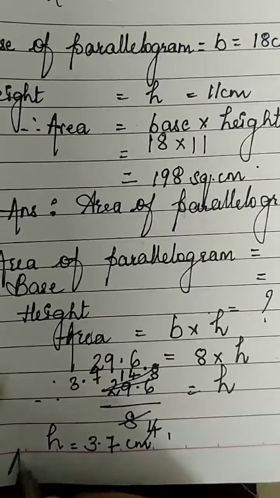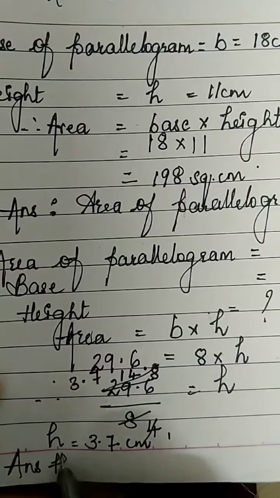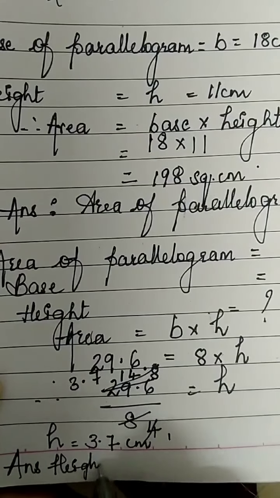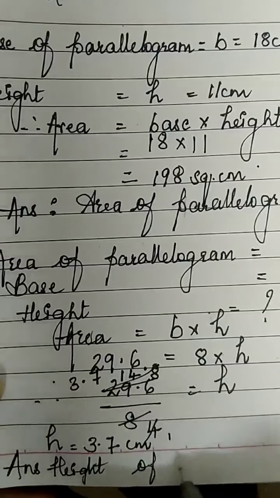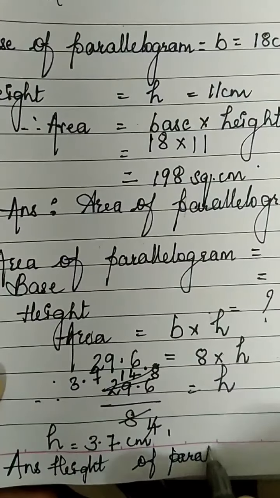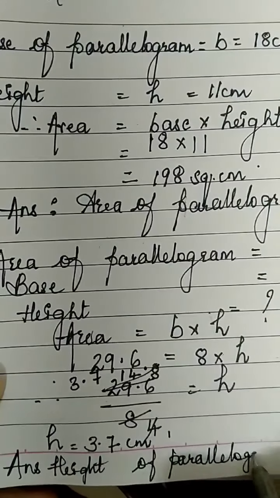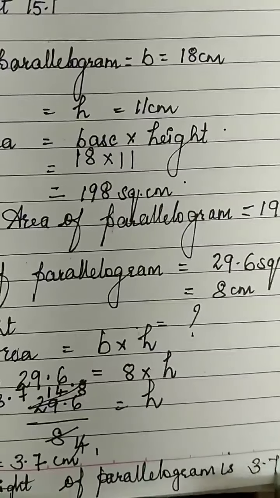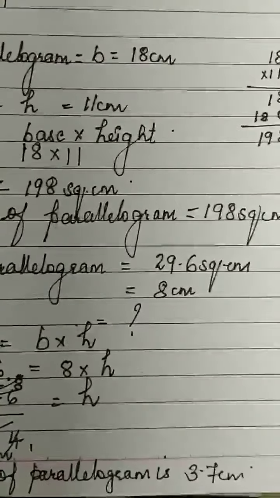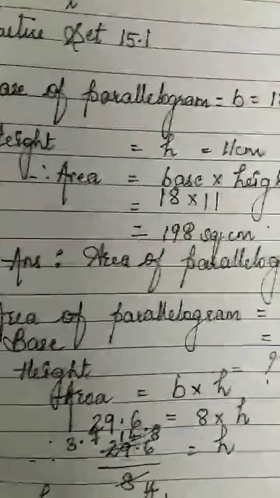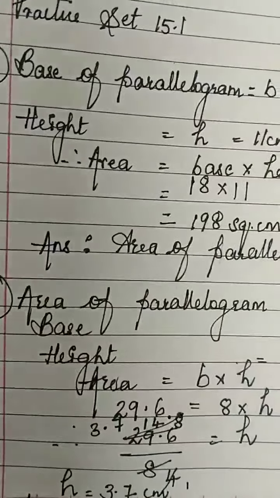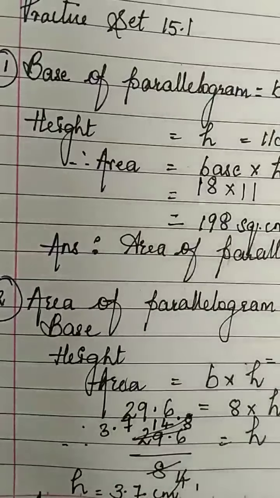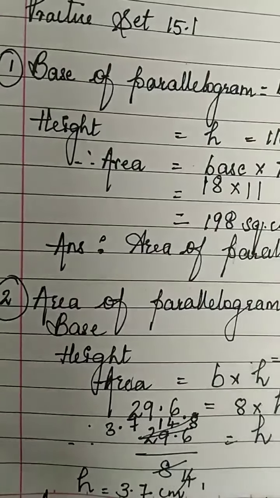centimeter and write down the final answer. Height of parallelogram is 3.7 centimeter. So keep your work neat and get your marks. Such an easy sum. Just you have to remember the formula.